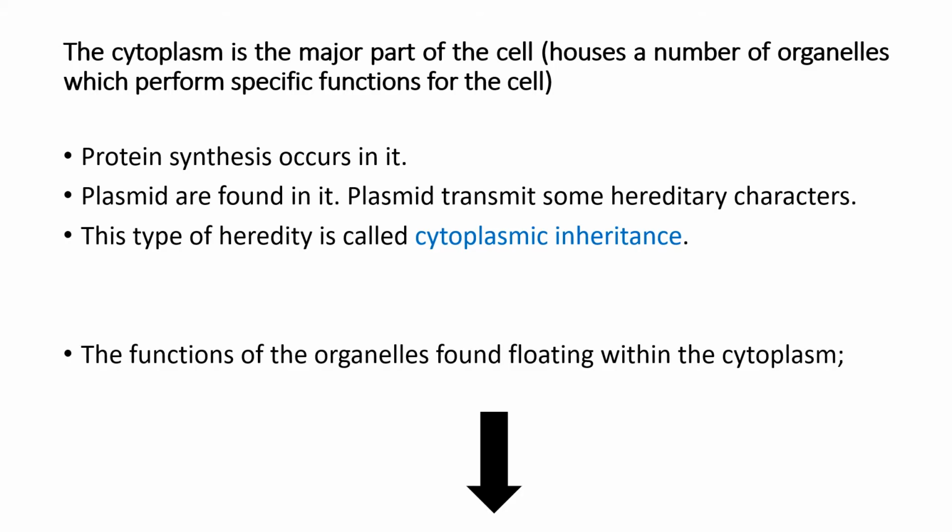The cytoplasm is the major part of the cell, and because of this, it houses a large number of organelles which perform specific roles in the cell. It is within the cytoplasm that protein synthesis takes place. In it are also found plasmids. These are special organelles that transmit some hereditary characters, and the type of heredity controlled by the plasmid is called cytoplasmic inheritance. Now, the functions of the organelles found floating within the cytoplasm are given in the next slide.